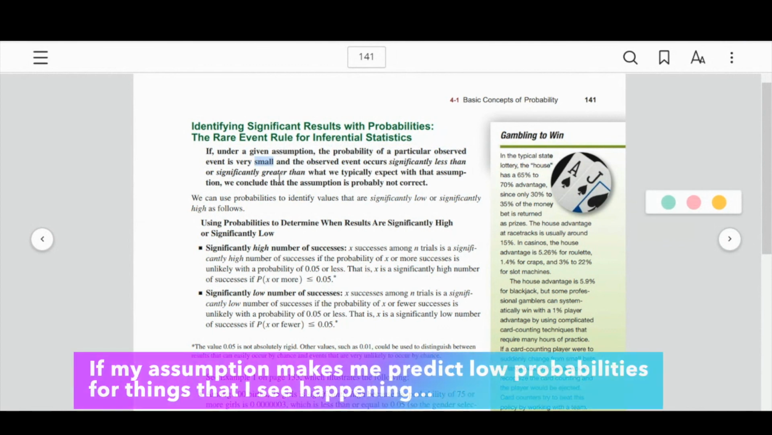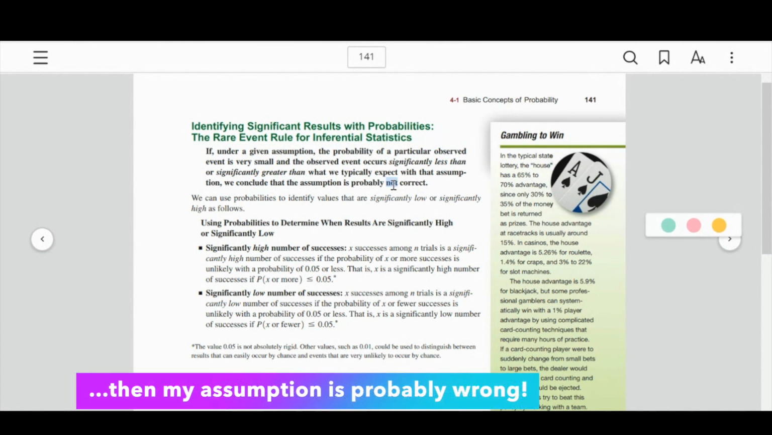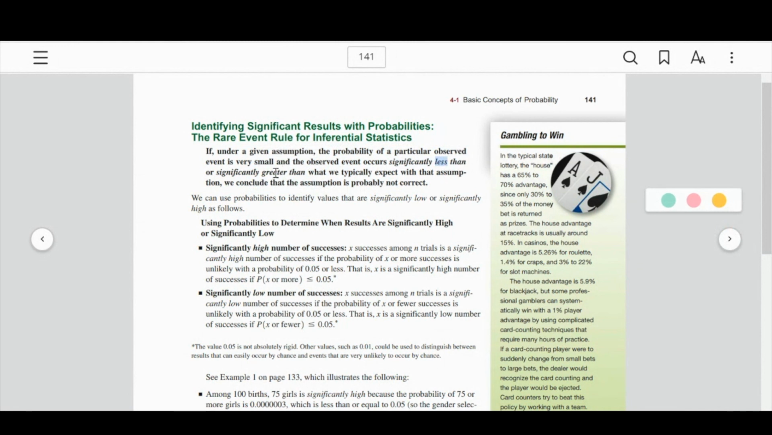Well, then we conclude that the assumption is probably not correct. If you think this is how the world works, and then rare stuff happens, then probably that's not how the world works. So how can that happen? You can have numbers, you can have things happen significantly less than you expect or significantly more than you expect.